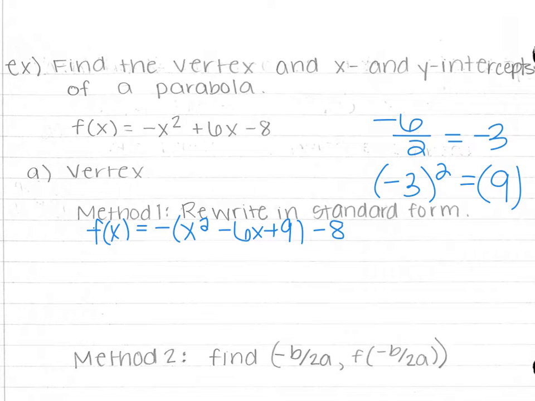But we need to look at what we've multiplied that positive 9 by, and it's a negative. So really that's a negative 9. So we're going to go ahead and add 9 on the outside because we need to undo that. So here we have negative. We can factor this, and it gives us x minus 3 squared. And then negative 8 plus 9 is positive 1. So your vertex here, remember, is (h, k), so your vertex is (3, 1).